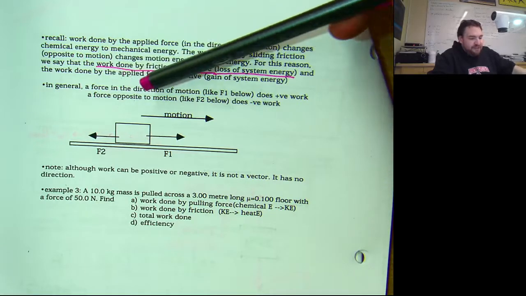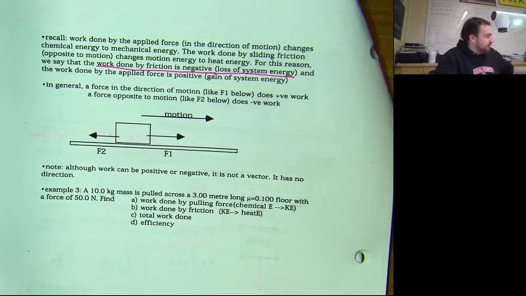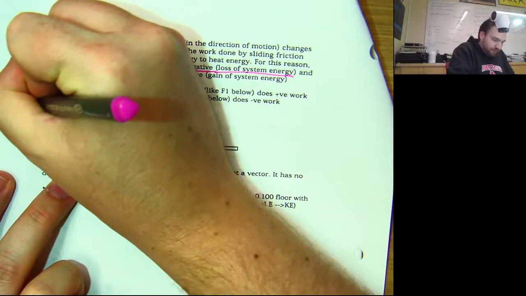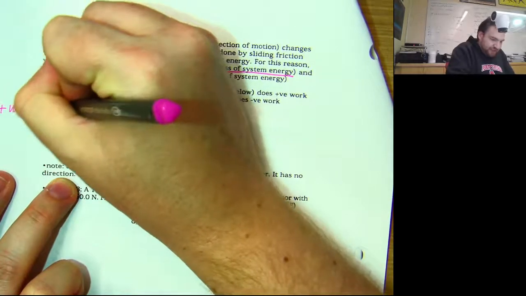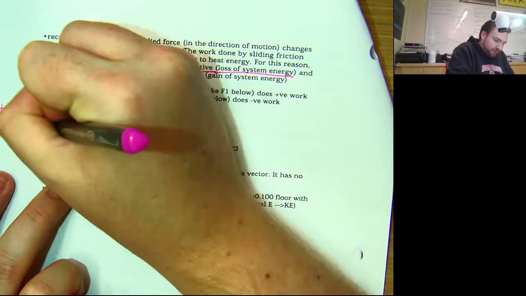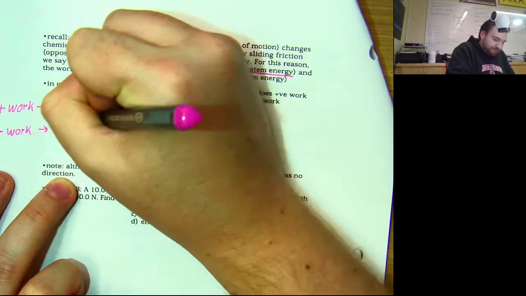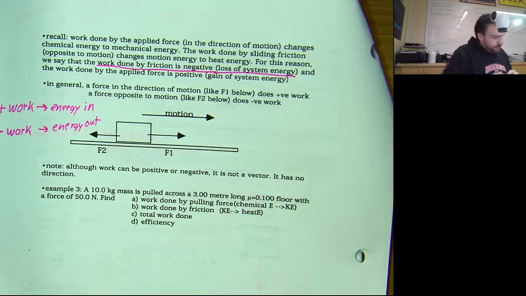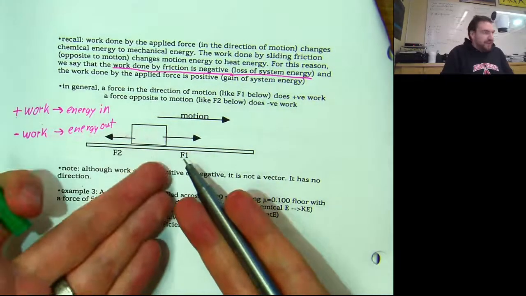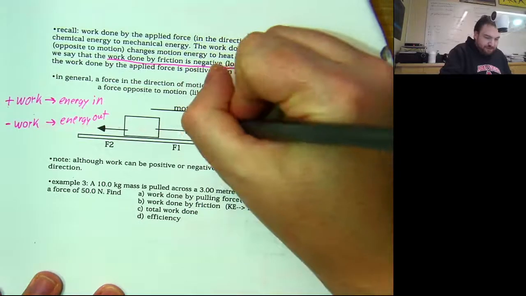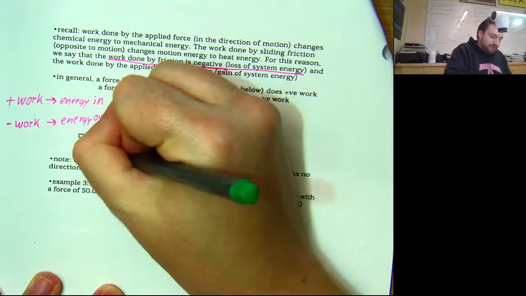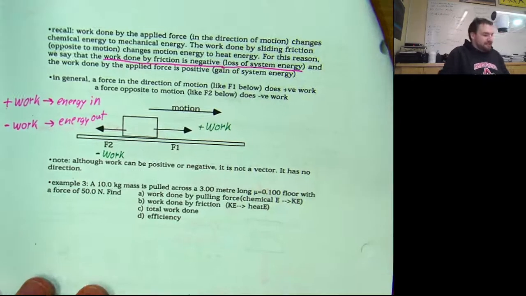The work done by the applied force is, generally speaking, positive. It's putting energy into the system. So this idea here of positive work and negative work: the positive work is energy into the system. Negative work is energy out. So if this thing is moving to the right, caused by this F1 here, F1 is going to be producing positive work. F2 here is what's going to be taking energy out of the system.